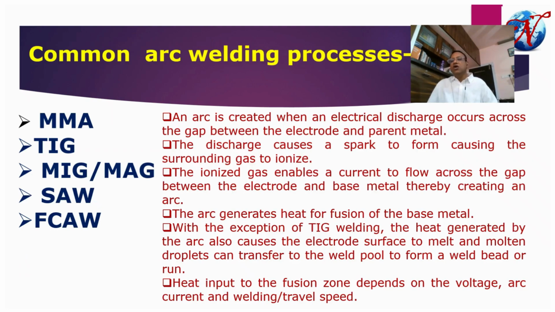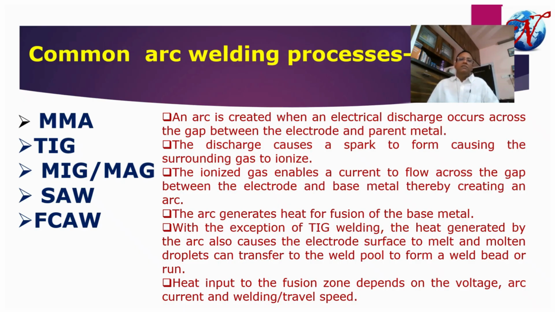So in general, the common arc welding processes are known as SMAW, shielded metal arc welding, that is MMA, the TIG welding process, MIG and MAG, that is the GMAW welding process, SAW and FCAW.